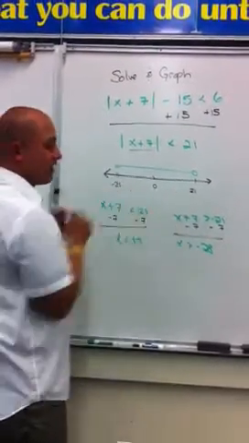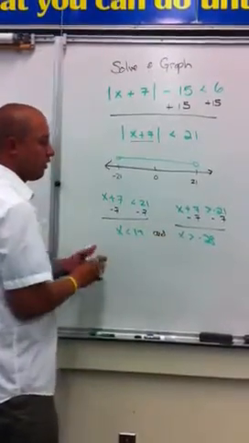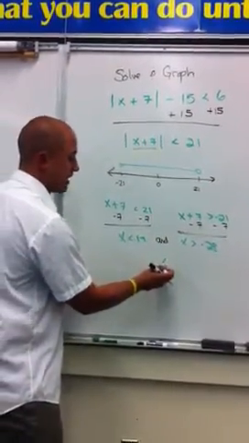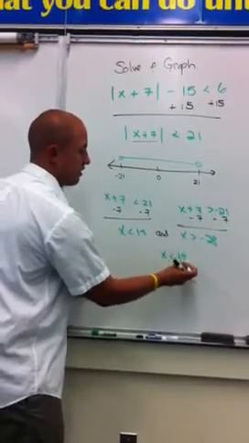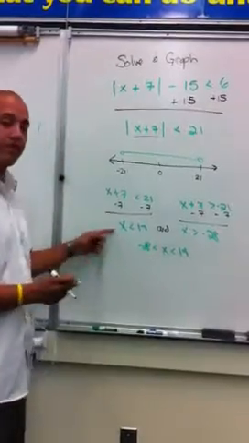Because I have the graphs going towards each other, this is going to be an AND statement. Or I also have the ability to write this as x has got to be less than 14, but it's also going to be greater than negative 28. Either one of these is sufficient.